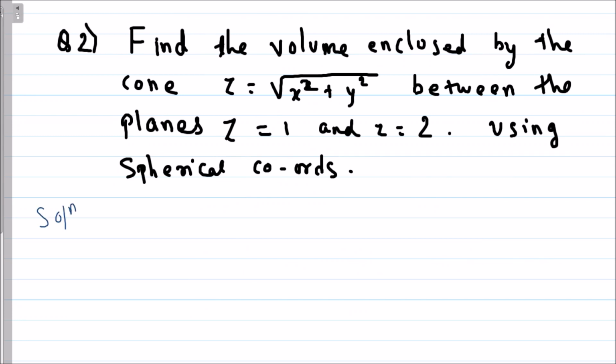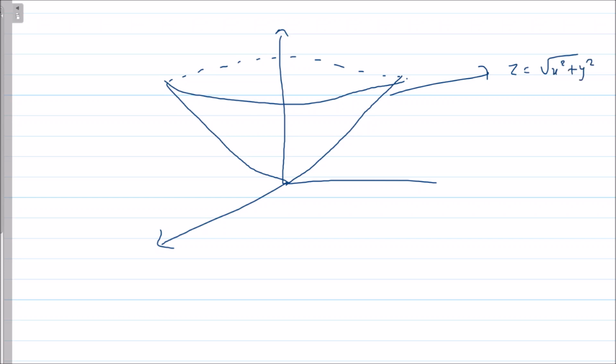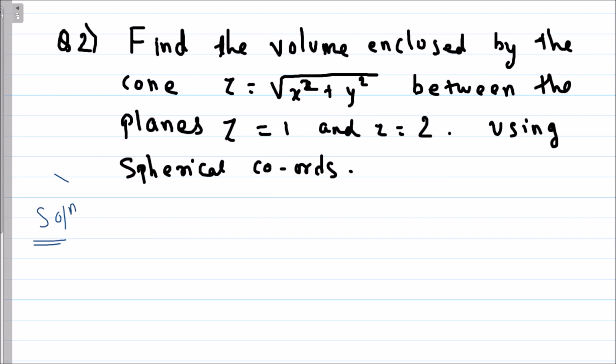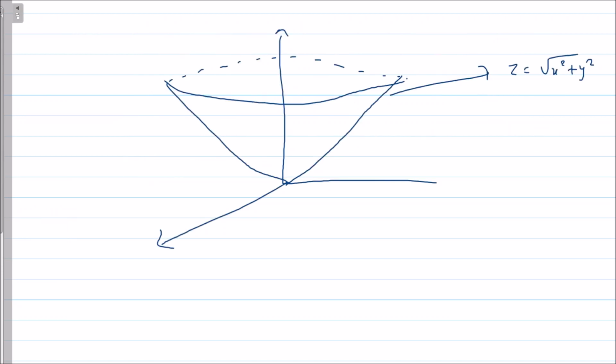Now let's go for the second question. You have to find the volume enclosed by the cone. What is the cone? If this is my xyz plane, I have a cone z equal to root of x square plus y square. This is my cone over here, the standard cone. What else is given? Between the planes z equal to 1 and z equal to 2.